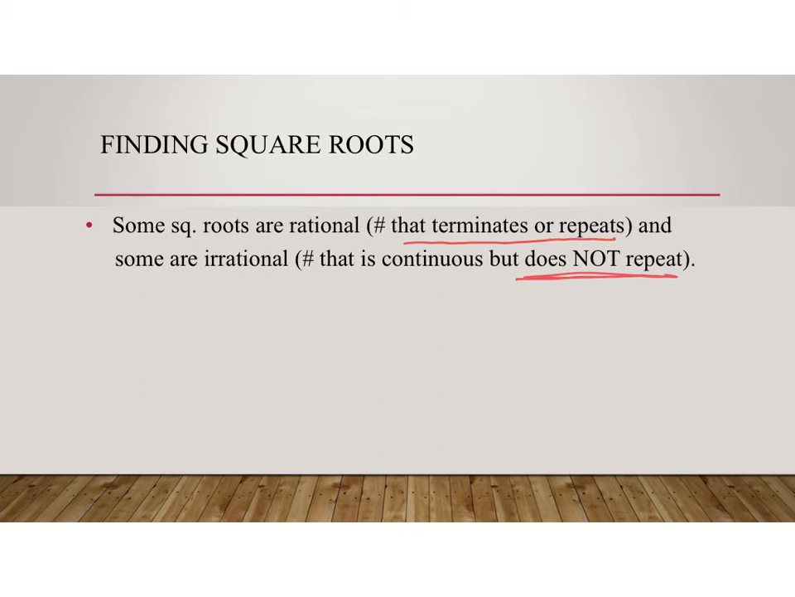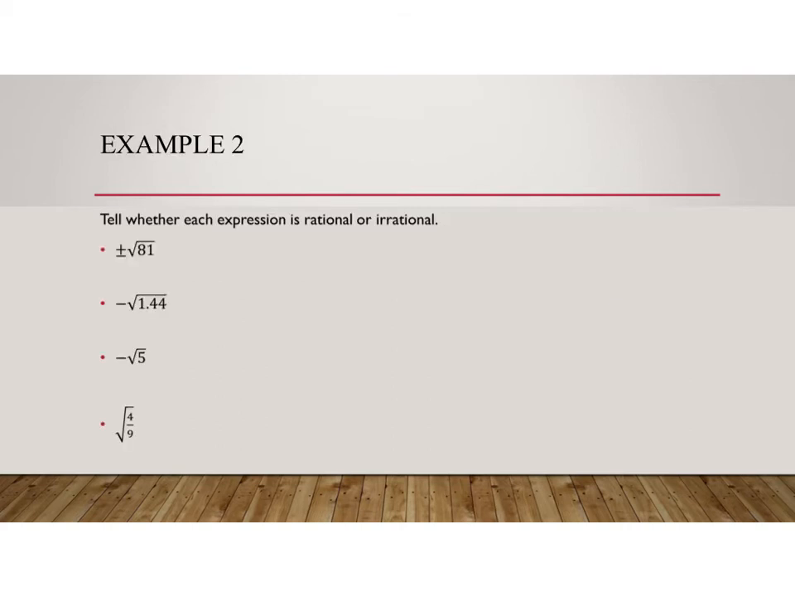I will show you in class where that square root button is on your calculator too. But I would like for you to know the basic perfect squares so that you can do some square roots in your head. So for example 2, it says tell whether each expression is rational or irrational. So I have plus or minus the square root of 81. Well, the square root of 81 is going to give me 9, so I have plus or minus 9. So this is going to be a rational number.